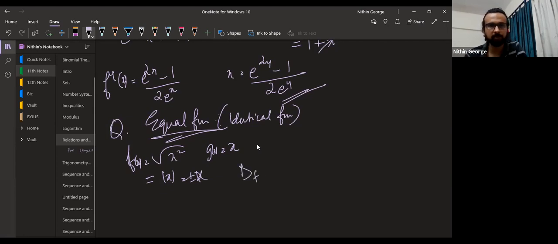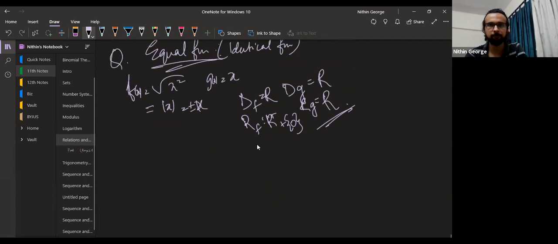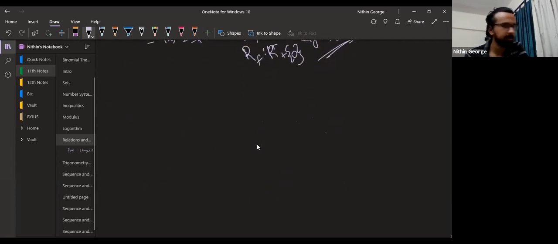Or look at it this way. The domain of f and the domain of g, both are real numbers. Okay, any real number. What about the range of f? Range of f is the set of all positive real numbers along with 0. Range of g is any real number. All right. So it's not identical. Let's see the next one.